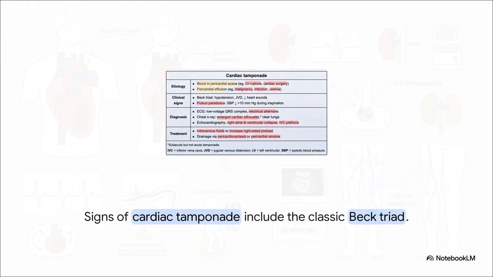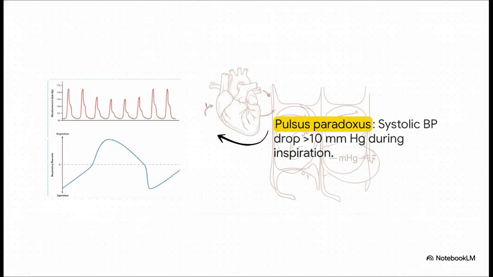In contrast, cardiac tamponade causes acute obstructive shock. The classic presentation is Beck's triad: hypotension, jugular venous distension, and muffled heart sounds. Sinus tachycardia is also a major clue. And remember, because the fluid is backing up into the venous system and not the pulmonary vasculature, the lungs will be completely clear. A massive diagnostic clue for tamponade is pulsus paradoxus. This is defined as a drop in systolic blood pressure of greater than 10 millimeters of mercury during inspiration.